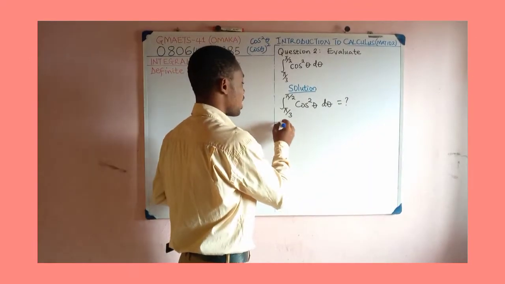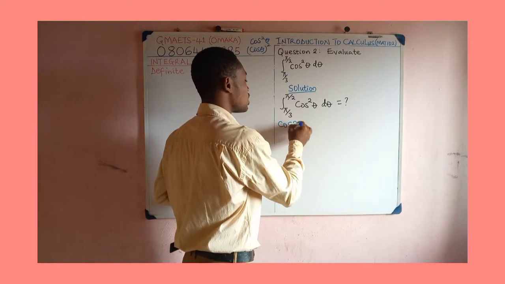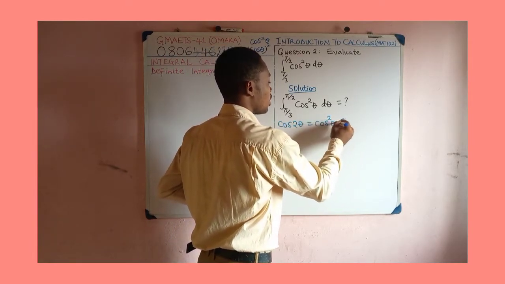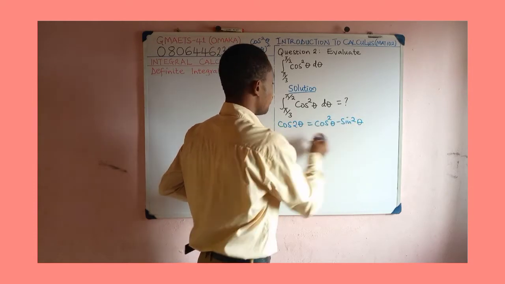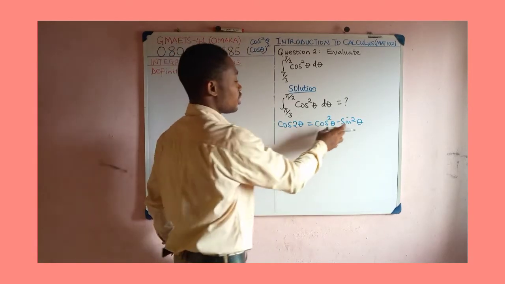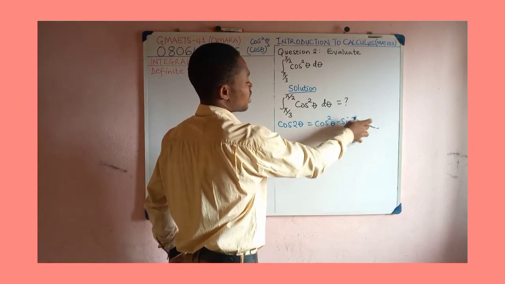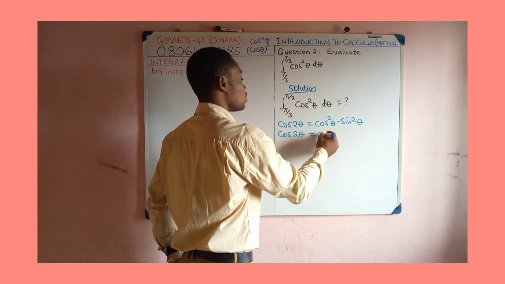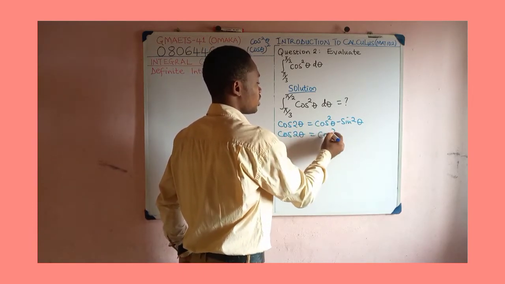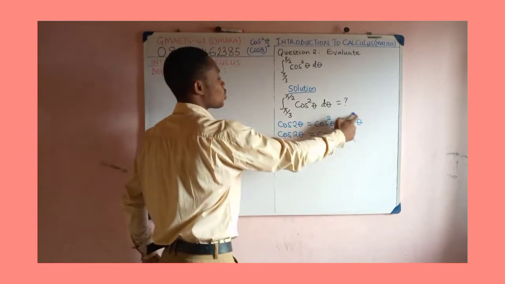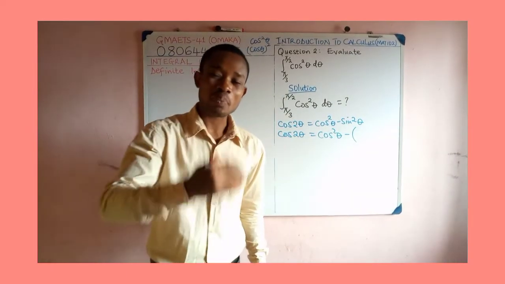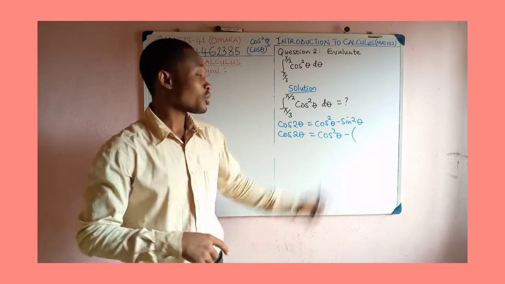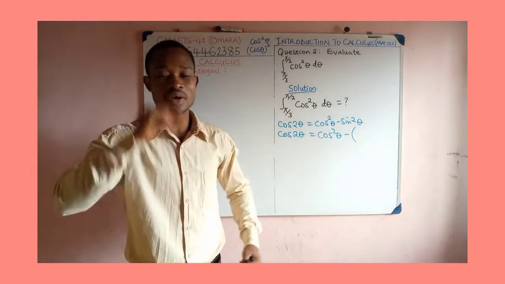Now to do that, let me start by showing you something. Cos 2 theta has a value: cos squared theta minus sine squared theta. This is the value of cos 2 theta. So you see that from here, this will give me cos 2 theta is equal to cos squared theta minus open bracket sine squared theta. We know that sine squared theta plus cos squared theta is equal to 1 from trig identity. Therefore, sine squared theta will be 1 minus cos squared theta.